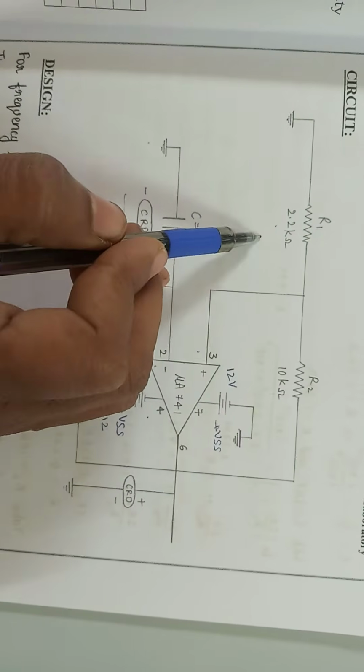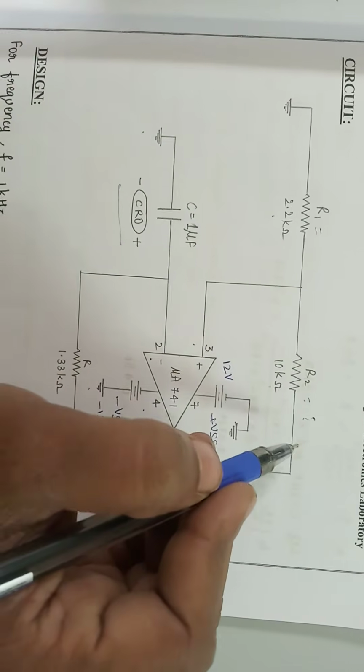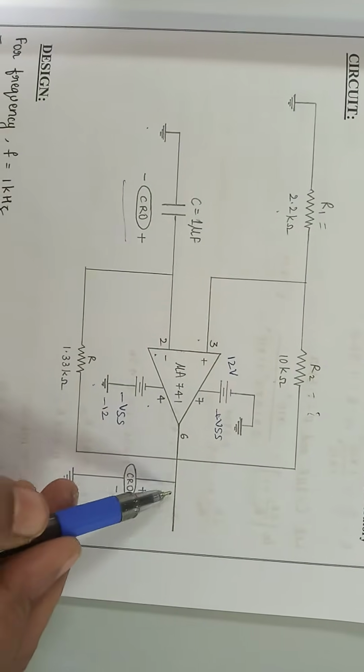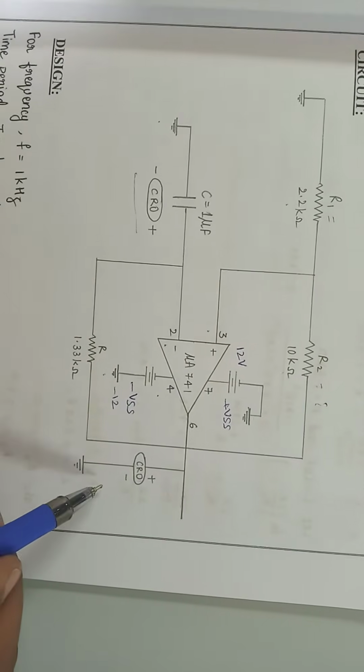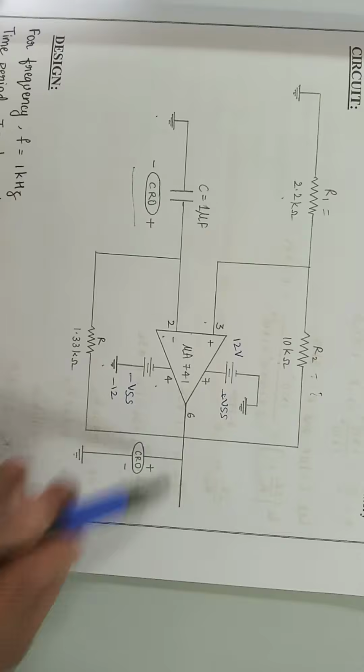Our main intention is to find out the value of R1 and the value of R2. To get the output, we connect one more CRO between the junction of R2 and R, the output this way.